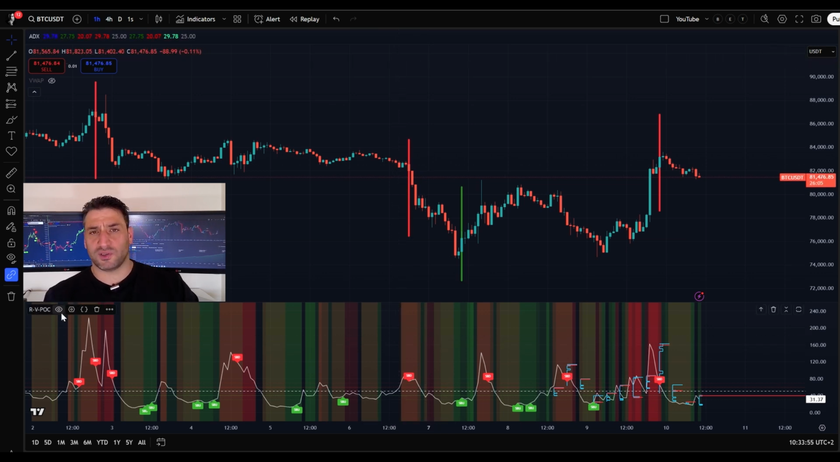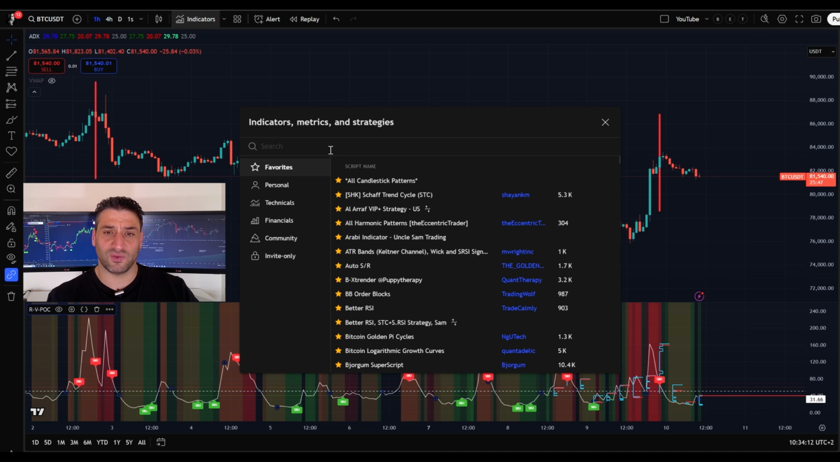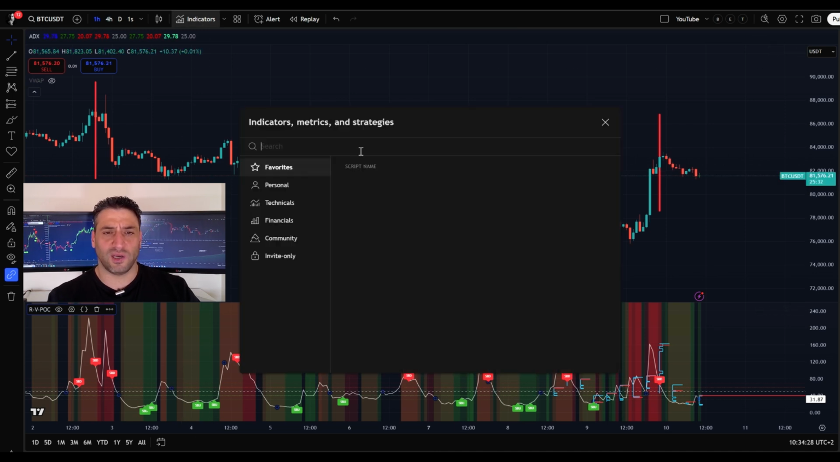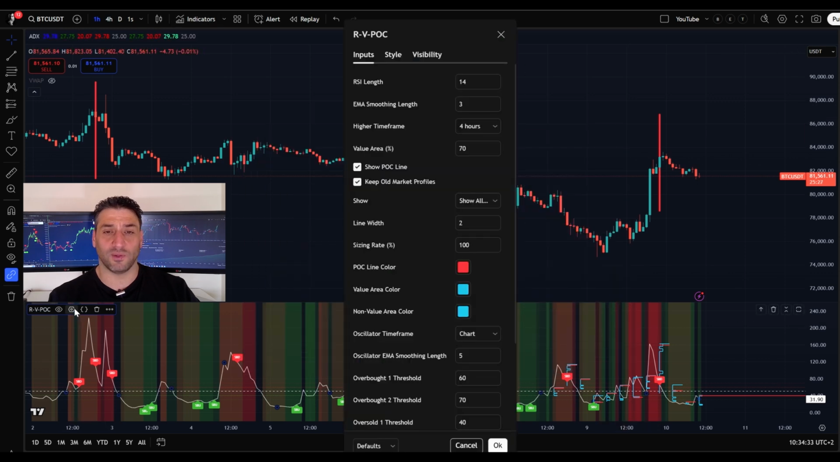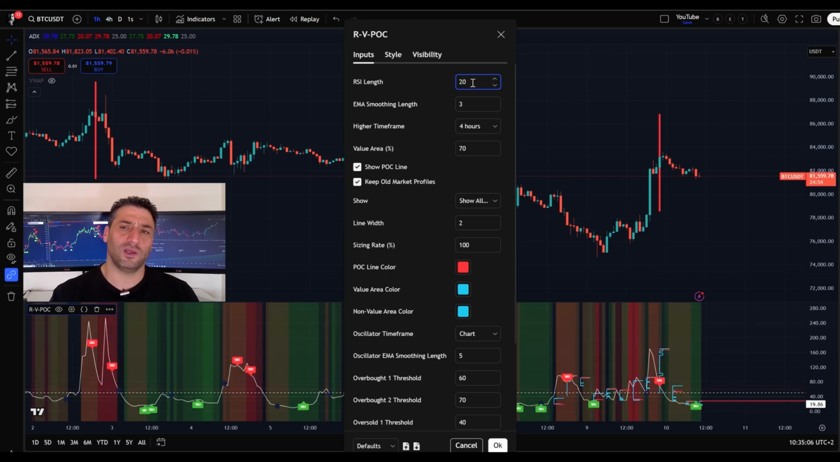So now, how to adjust the settings. One of the best things about this indicator is how customizable it is. Let's go into TradingView and look at the settings so you can adjust it to fit your trading style. When you add the RSI VWAP POC Uncle Sam Trading indicator to your chart, click on the settings gear to open the inputs tab. Here's what you can tweak. RSI length, default 14. This controls how sensitive the RSI is. A shorter length like 10 makes it more responsive to price changes but can be noisier. A longer length like 20 smooths it out but might lag. I recommend sticking with 14 for most markets, but if you're scalping on lower time frames, try 10.